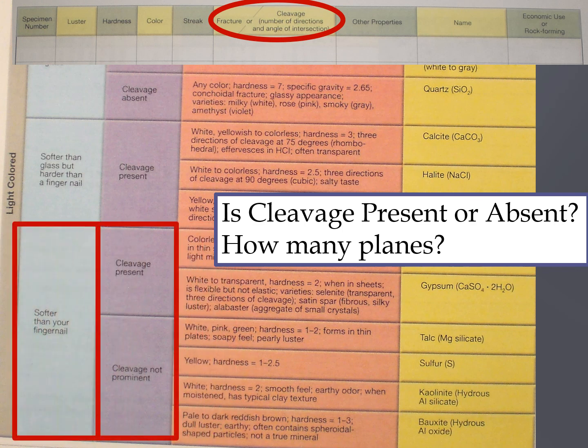Finally, we want to look at the amount of cleavage planes, or lack of, if it's a fracture. And that's something that we would very carefully look at the mineral and look for that stair-like pattern, or parallel planes, which is usually a good way of determining cleavage planes. Also, what's shown here is we want to see if those planes form 90 degrees or if they form 75, or not 90 degrees.